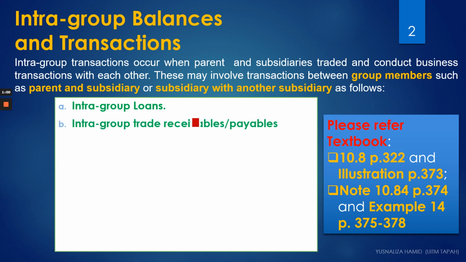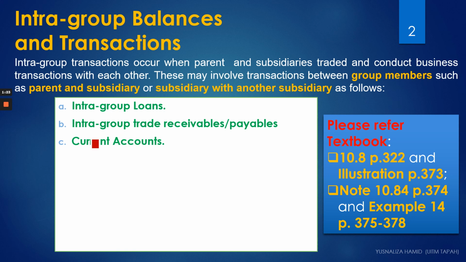Intra-group trade receivables and payables. Let's say the subsidiary is the seller and the subsidiary sells goods to the parent. So that is intra-group trade receivables if the goods are sold just between group members. So that gives rise to intra-group trade receivables and intra-group trade payables.